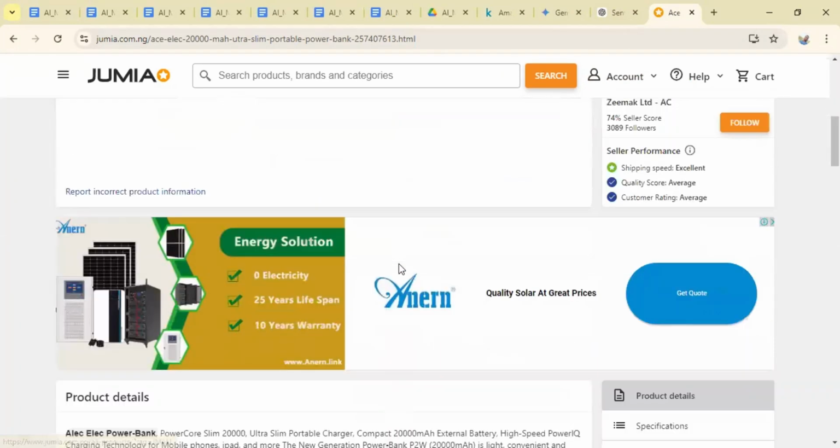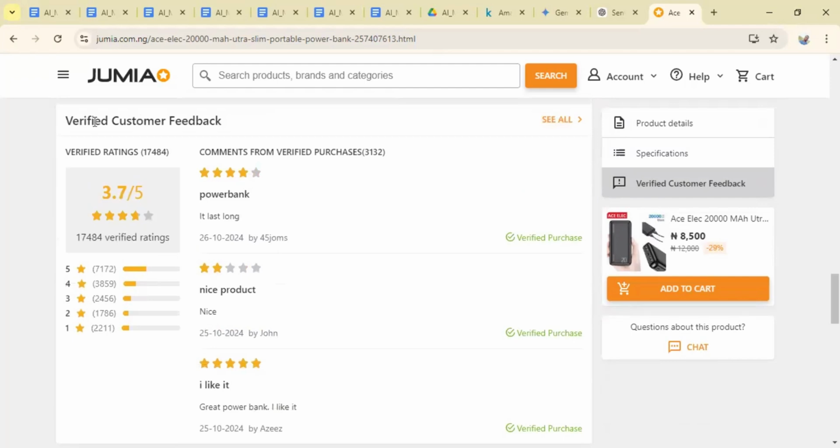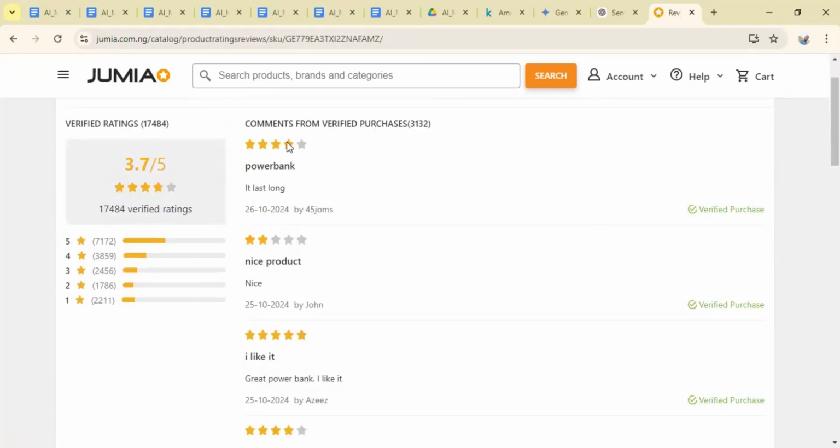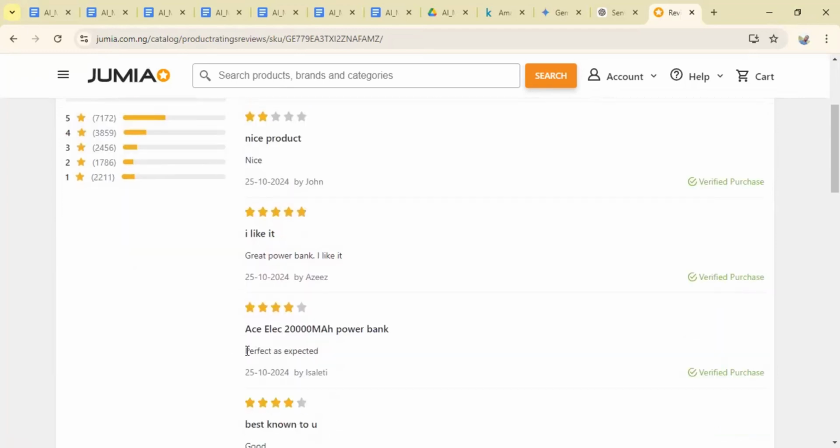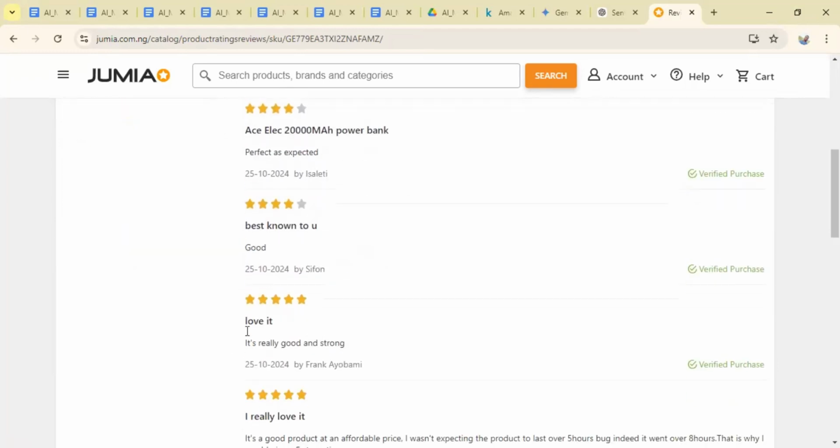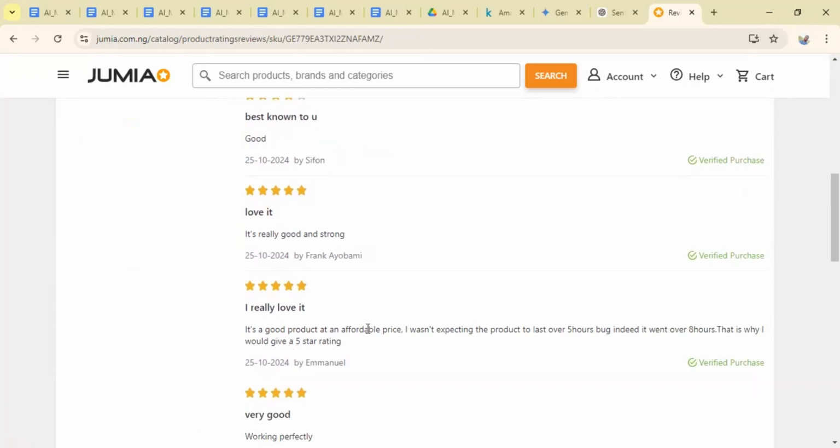So let me go to the review section. Here is the customer feedback section. I'm going to go to see all. So you can see what some people are saying about this product. They say it lasts long, nice, I like it, perfect as expected, good, and so on.